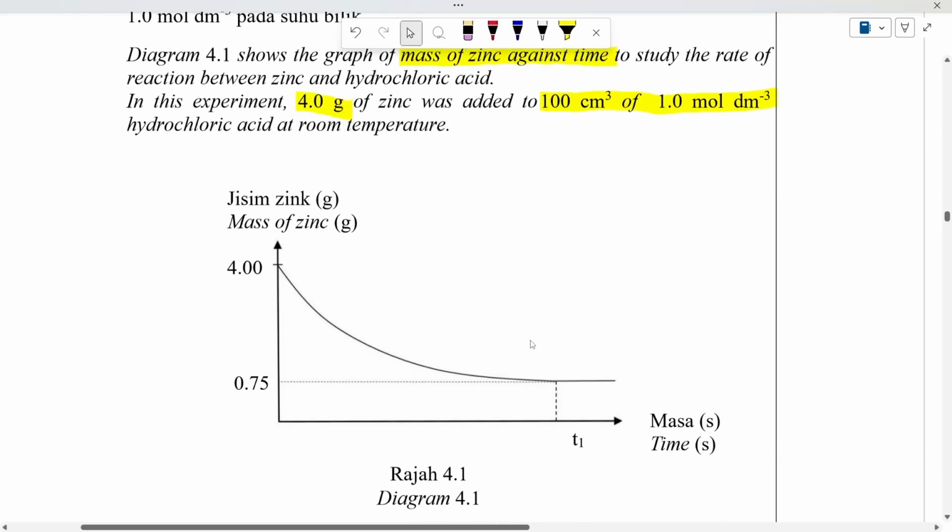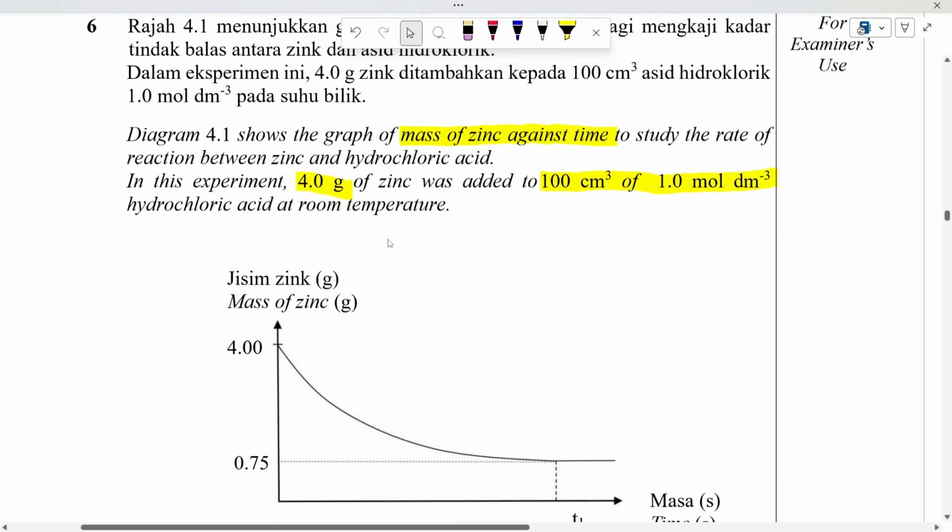Okay, so class, you are given 4 grams zinc and then the hydrochloric acid. So both are given. How do we know which one is the limiting reagent, which one is the excess reagent? Which one is the excess, which one is limited? Is zinc limited or is hydrochloric acid limited? How do we determine? If we say zinc, why? If we say hydrochloric acid, why?